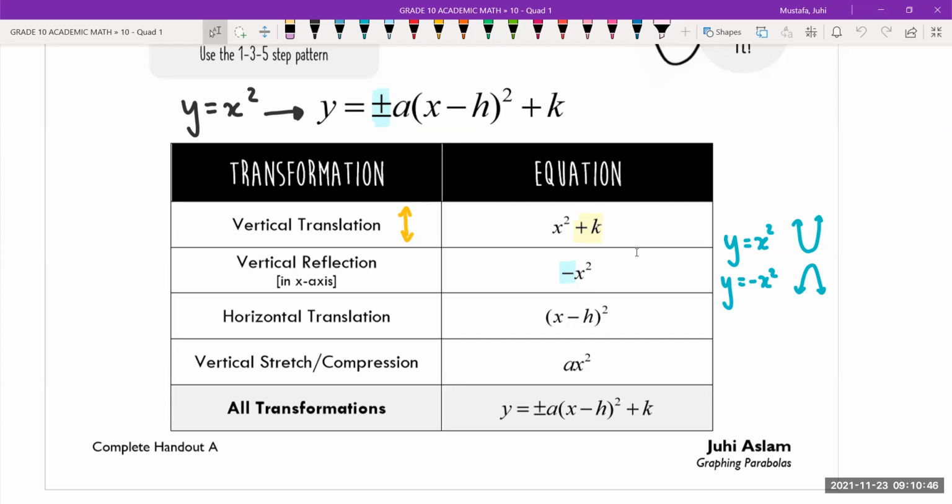The second transformation we learned is a vertical reflection. The way I think about it is, if this is your x-axis and this is your parabola, a reflection means it flips down. If it was facing up, now it's going to face downwards. The way that you see that in an equation is there's a negative sign in front of it. Today, we're going to talk about horizontal translation and a vertical stretch or compression. I saved the funnest and hardest one for the end. And then we're going to put everything together and try to graph all of it at once.